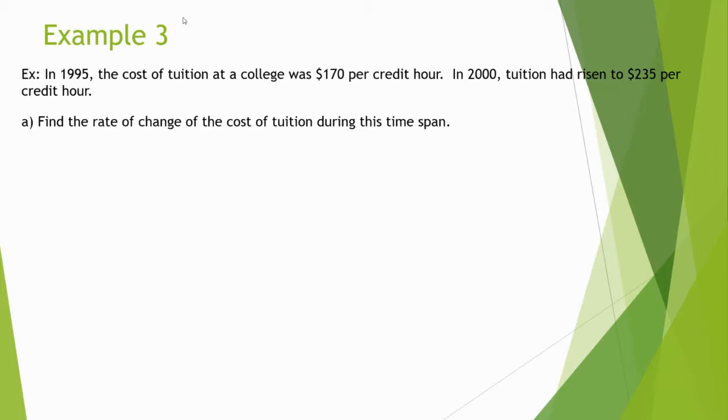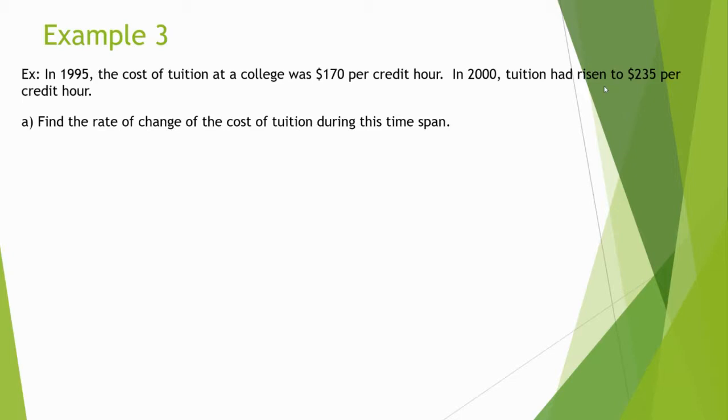In 2000, we had this cost, $235 per credit hour. So what we want to know is the rate of change of the cost of tuition during this time span. So when I say it's not a rate of change, meaning it's not the one we're looking for. That's what I really should have said. Okay, so for this one, we want the rate of change of the cost of tuition during this time span.